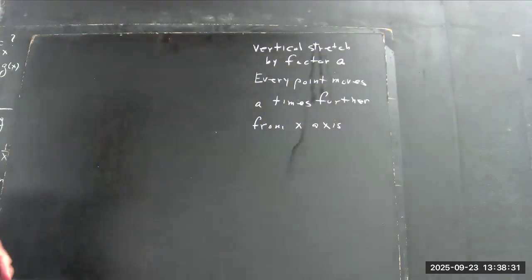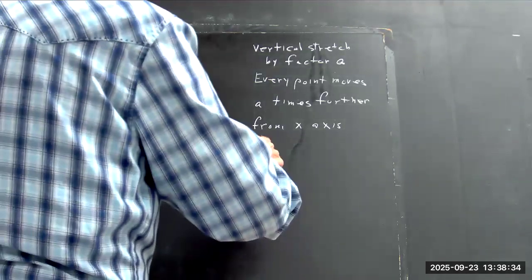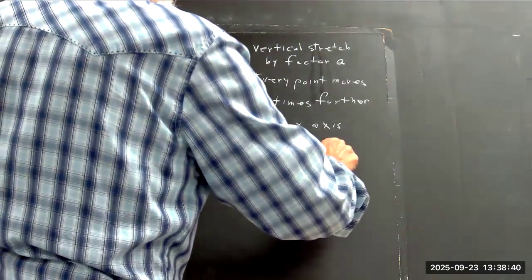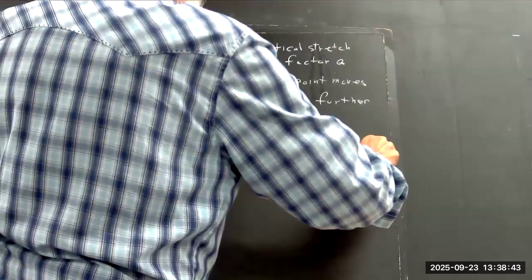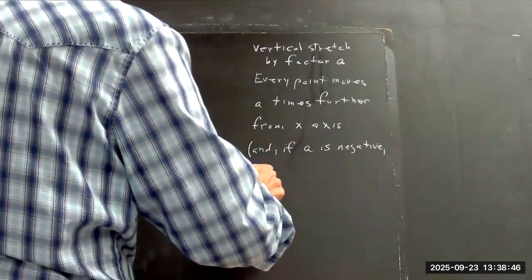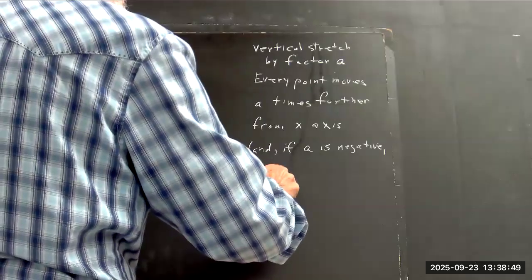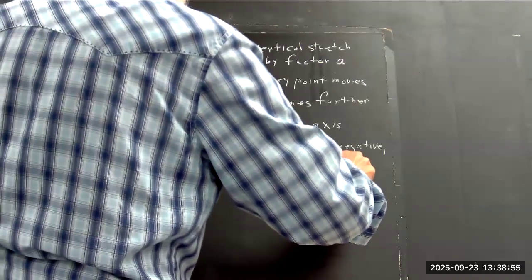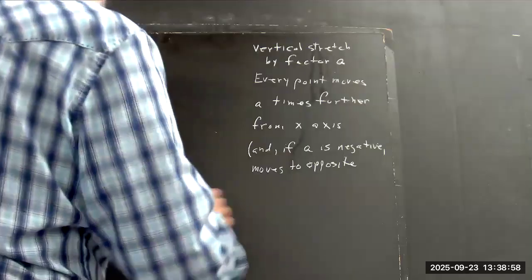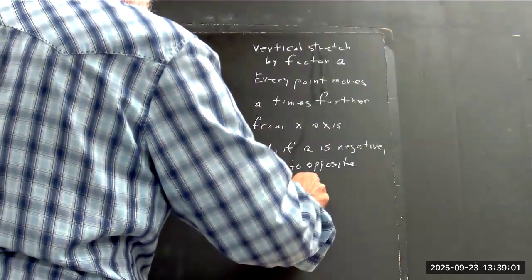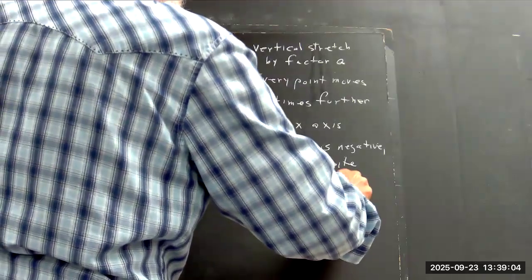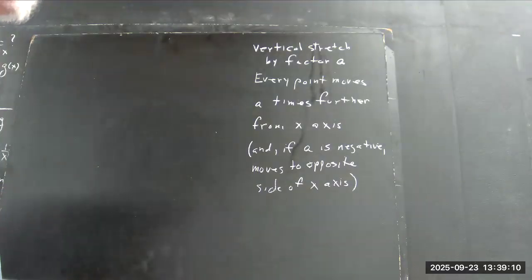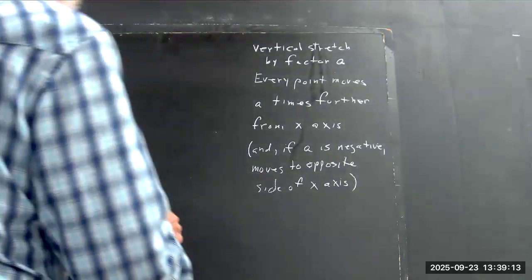Every point moves A times further from the x-axis. And if A is negative, it moves to the opposite side of the x-axis. In other words, it's reflected. Picture that.